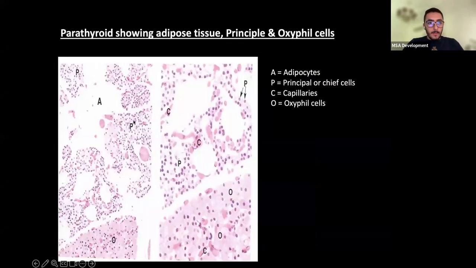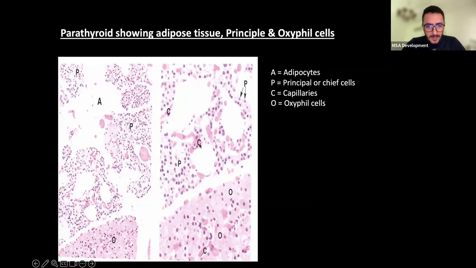Okay, this is another magnified slide. It shows that P is principal or chief cells which secrete the parathyroid hormone. Adipose tissue. This has quite more adipose tissue than the previous one, so I would expect this patient to be older than this patient, by the way. Chief cells, you see how they are pinker than the principal cells.